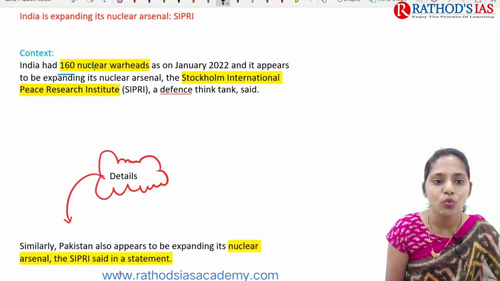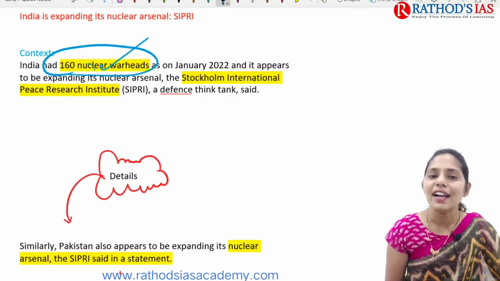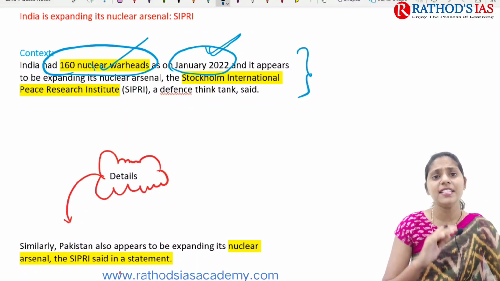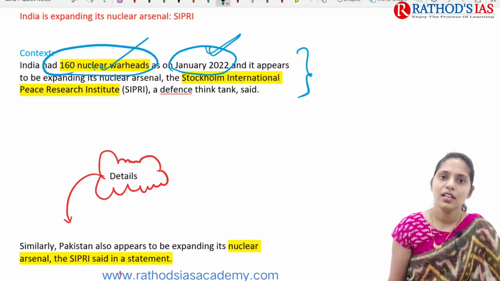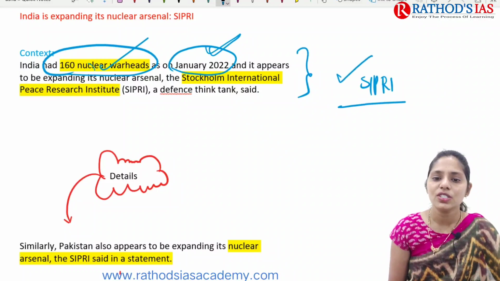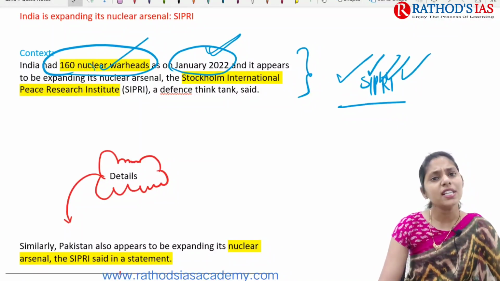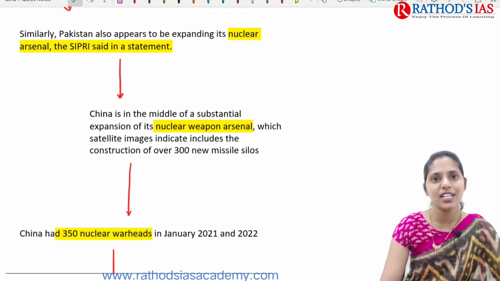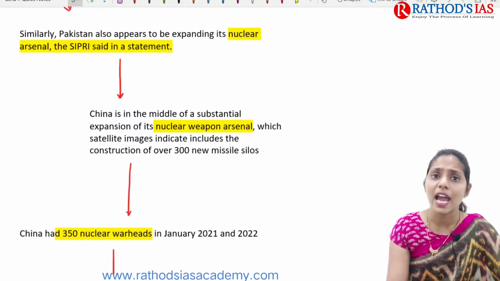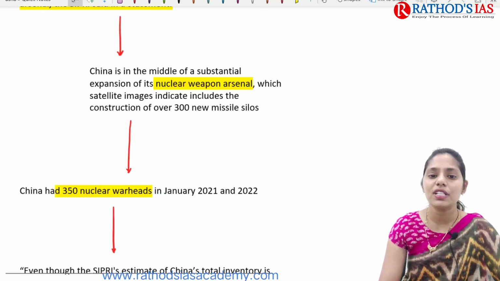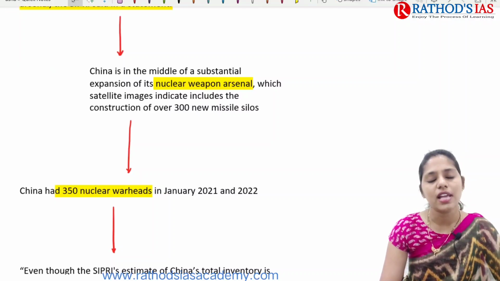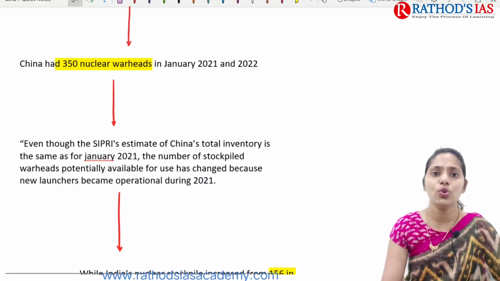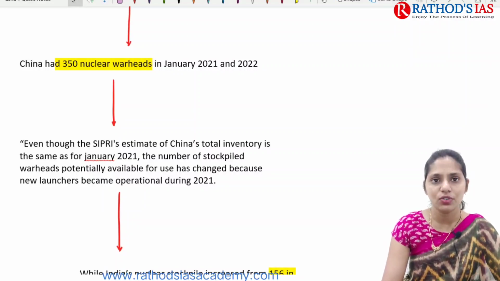So context here is India had 160 nuclear warheads as of January 2022. And this report says that yes, India is going to expand its nuclear arsenals. It is according to this SIPRI report. What is this SIPRI? That is Stockholm International Peace Research Institute. It is a defense think tank. So if you see details, it mainly says that Pakistan also appears to be expanding its nuclear arsenal. So recently in one article we saw that defense expenditure of this Pakistan had been increased this year. And China is in the middle of its substantial expansion of its nuclear weapon arsenal, and recent satellite images indicate that it has more than 300 new missile silos. And China had 350 nuclear warheads in January 2022.